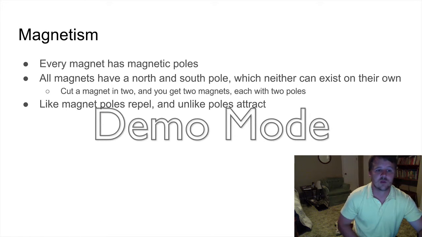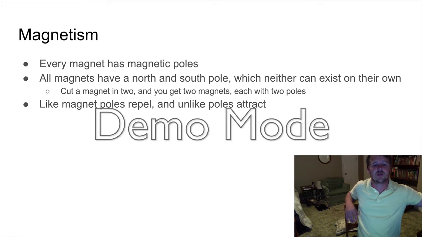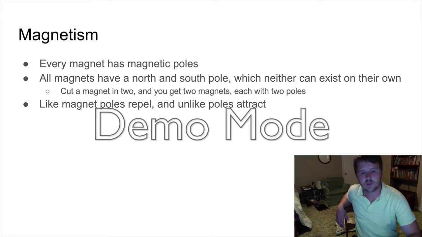So magnetism real quick. You need to know that every magnet has two magnetic poles. And if you cut a magnet in two, you're going to get two magnets, and each has two magnetic poles.